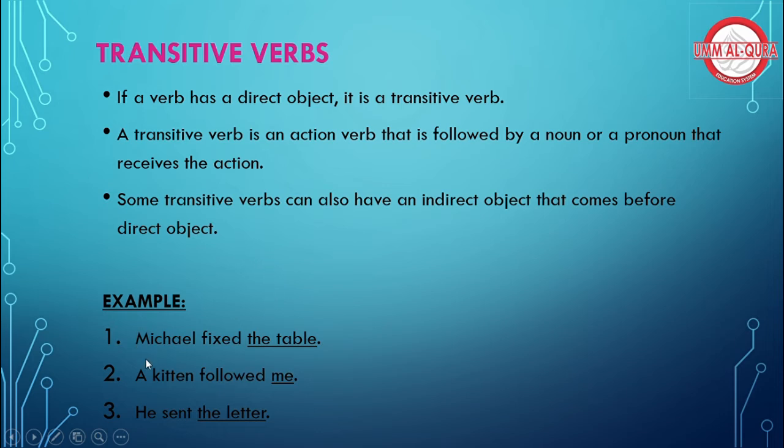In examples, the first one is: Michael fixed the table. He is fixing something. What is he fixing? The table. A kitten followed me. Who did the kitten follow? Me. Proper answer. Complete thought. He sent the letter. What did he send? The letter. So if you notice, the underlined nouns or pronouns here are direct objects, the direct receiver of the verb.